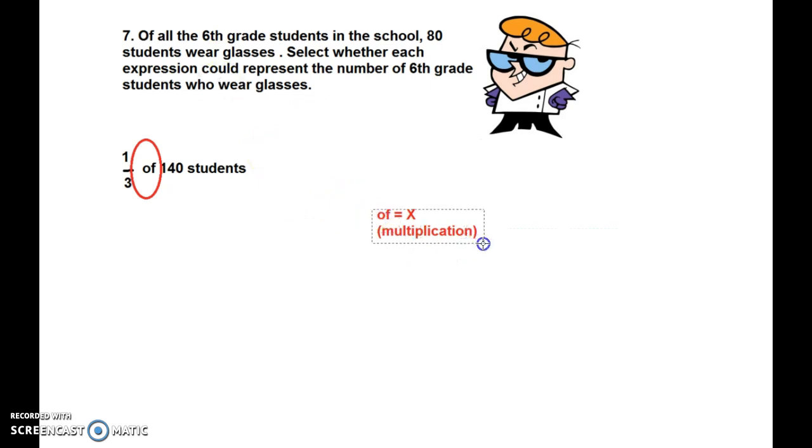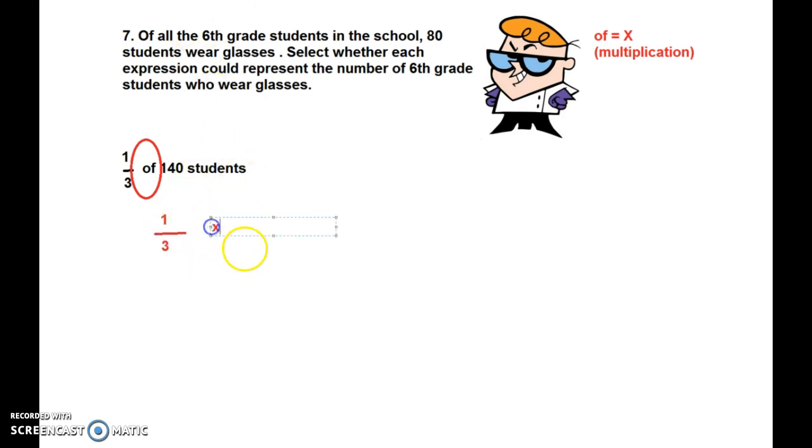Let me move this guy out of the way now. All right. There you go. So that means we have 1/3 of, which, as I said, is multiplication. And then we have 140. I don't like that I'm writing in red, but I'm sorry. So we have to multiply fractions here, right? 1/3 times 140. Well, we can't multiply a whole number, but we can turn a whole number into a fraction.